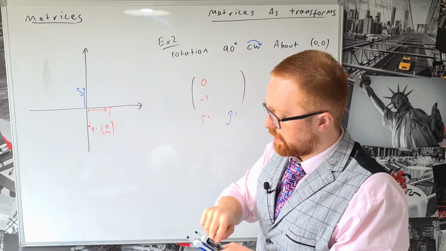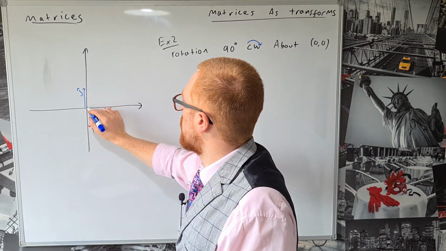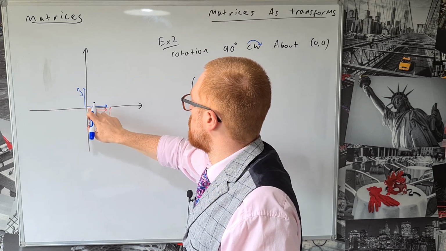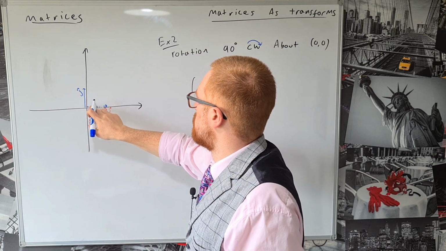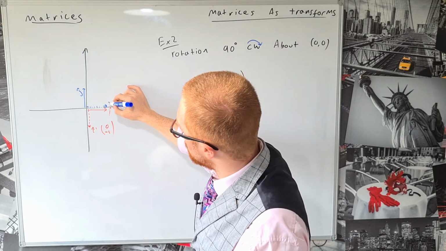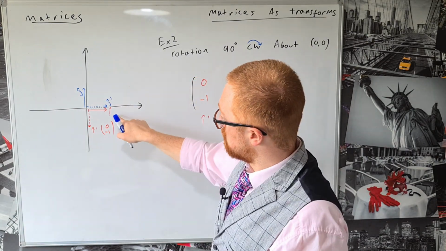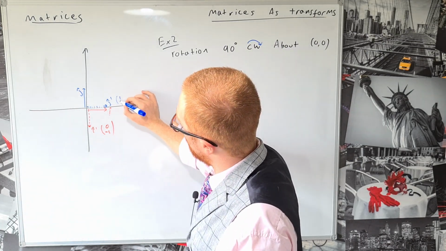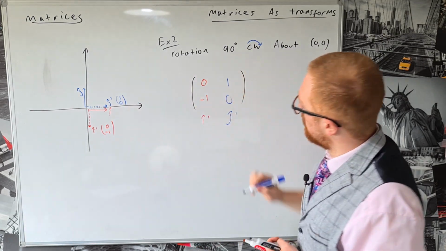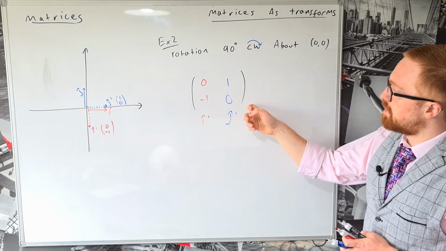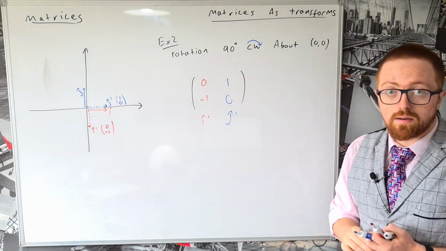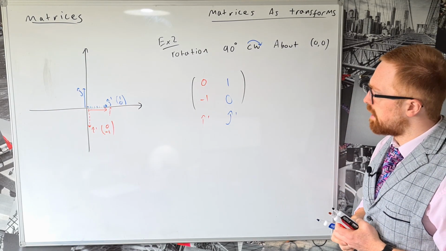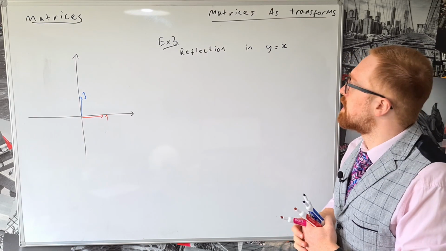Okay, and then let's look at what happens to j hat. It starts as 0, 1, and it goes to the right, and ends up here, exactly where i hat was before, interestingly enough. So that's 1, 0. There we go, so this is the matrix that represents a rotation of 90 degrees clockwise about the origin. Okay, good.